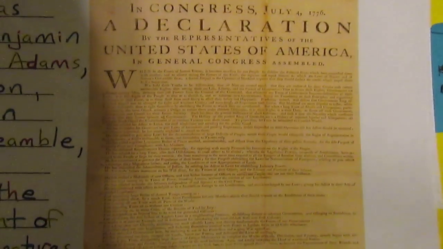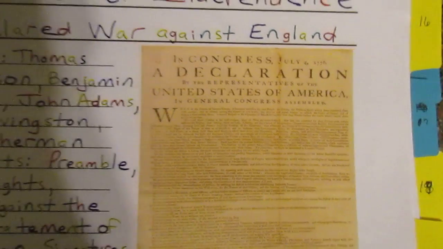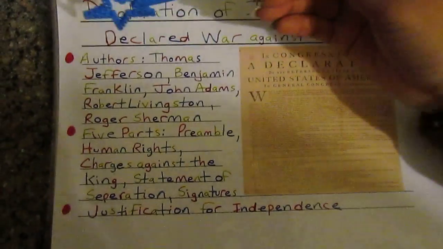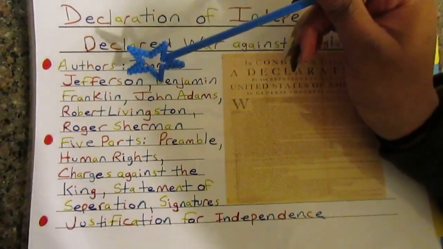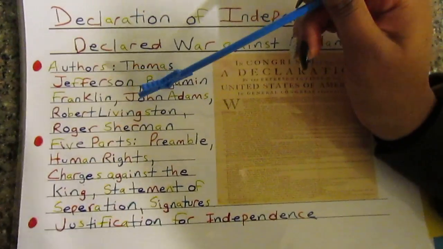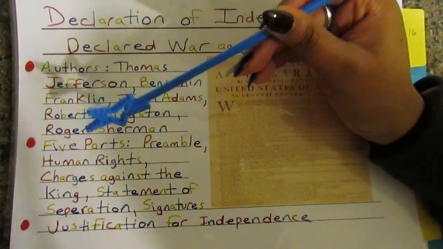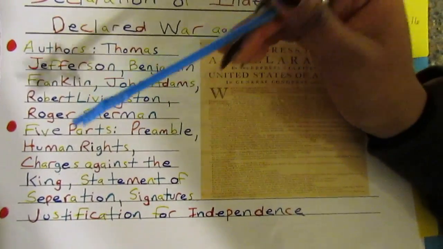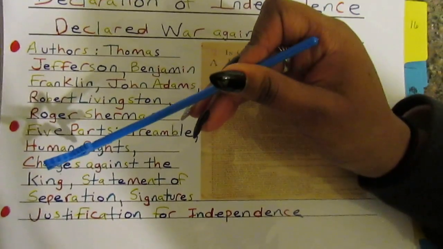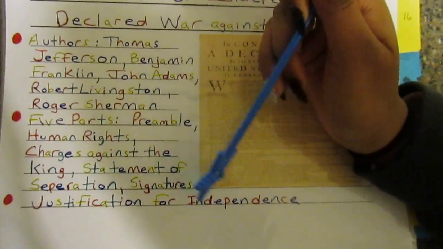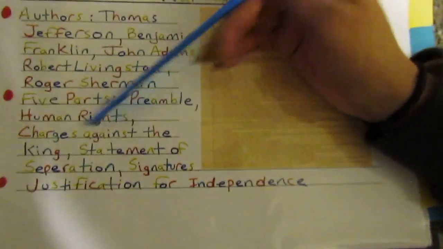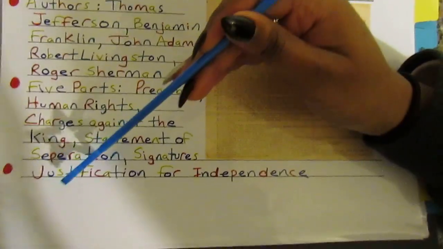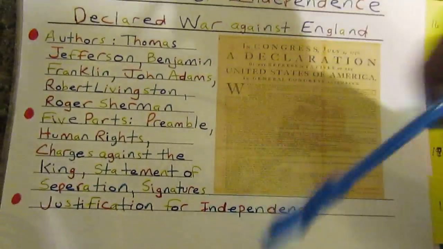The signing of the Declaration of Independence is the basis for our July 4th holiday we celebrate each year. The authors were Thomas Jefferson, Benjamin Franklin, John Adams, Robert Livingston, and Roger Sherman. The 5 parts of the Declaration were the preamble, the human rights, charges against the king, statement of separation, and signatures justification for independence.